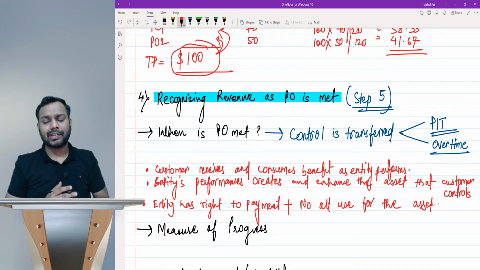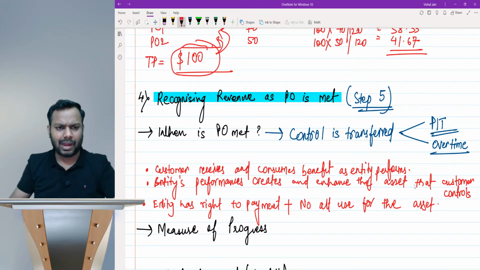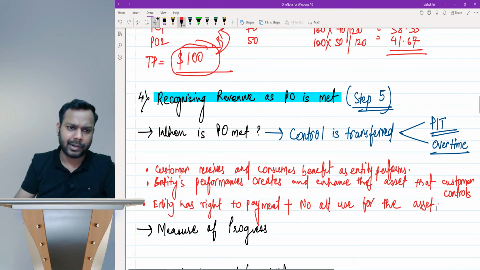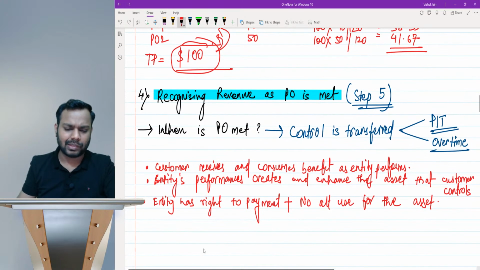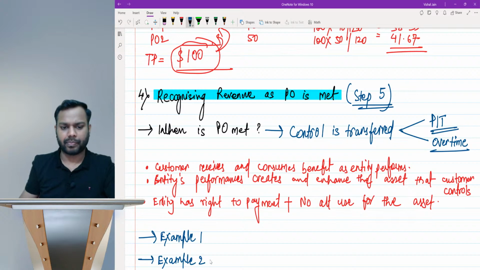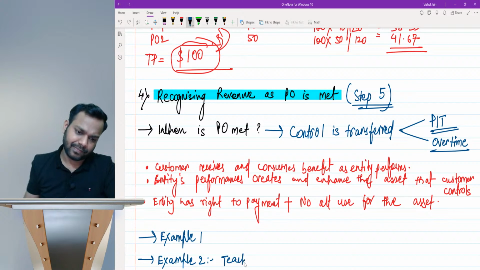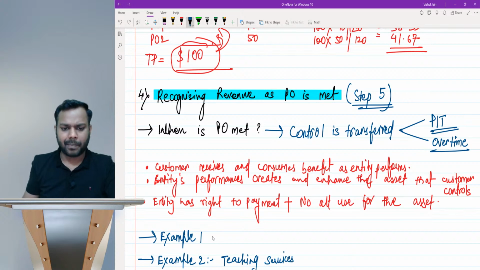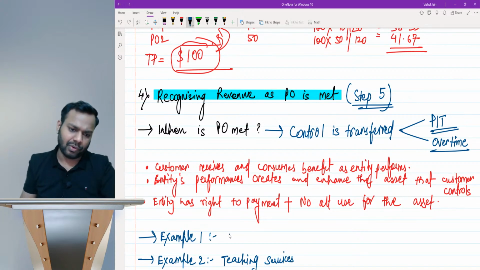Though in the exam they will never ask you to analyze these 3 conditions, yes, this is very much important. Okay, let me take up 2 examples and analyze the situation. Example number 1 is sale of goods. Example number 2 is our teaching services, the services which I perform.